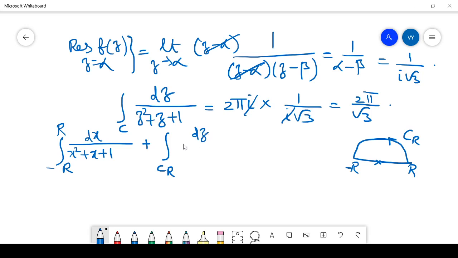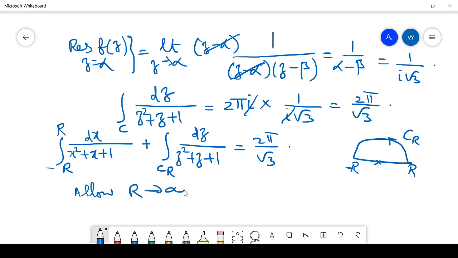This will be dz by z squared plus z plus 1. This will be 2 pi by root 3. But in the given problem, it is given as minus infinity to plus infinity. So now what I do is, I allow capital R to tend to infinity in the above equation.